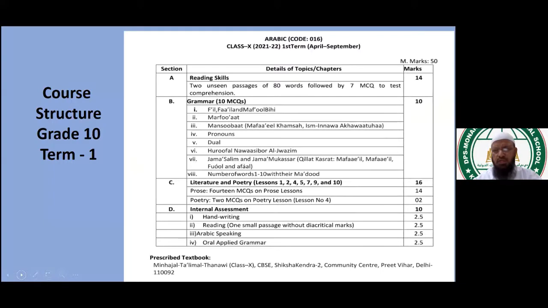I am Rasulullah Hussain, representing the Arabic department. First, we will start from the course structure for grade 1.